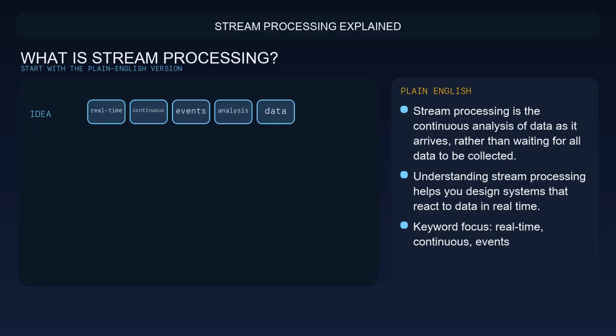If this term is new, here is the simple version. Stream processing is the continuous analysis of data as it arrives, rather than waiting for all data to be collected. Understanding stream processing helps you design systems that react to data in real time. A stock trading platform uses stream processing to analyze market data and trigger trades instantly.